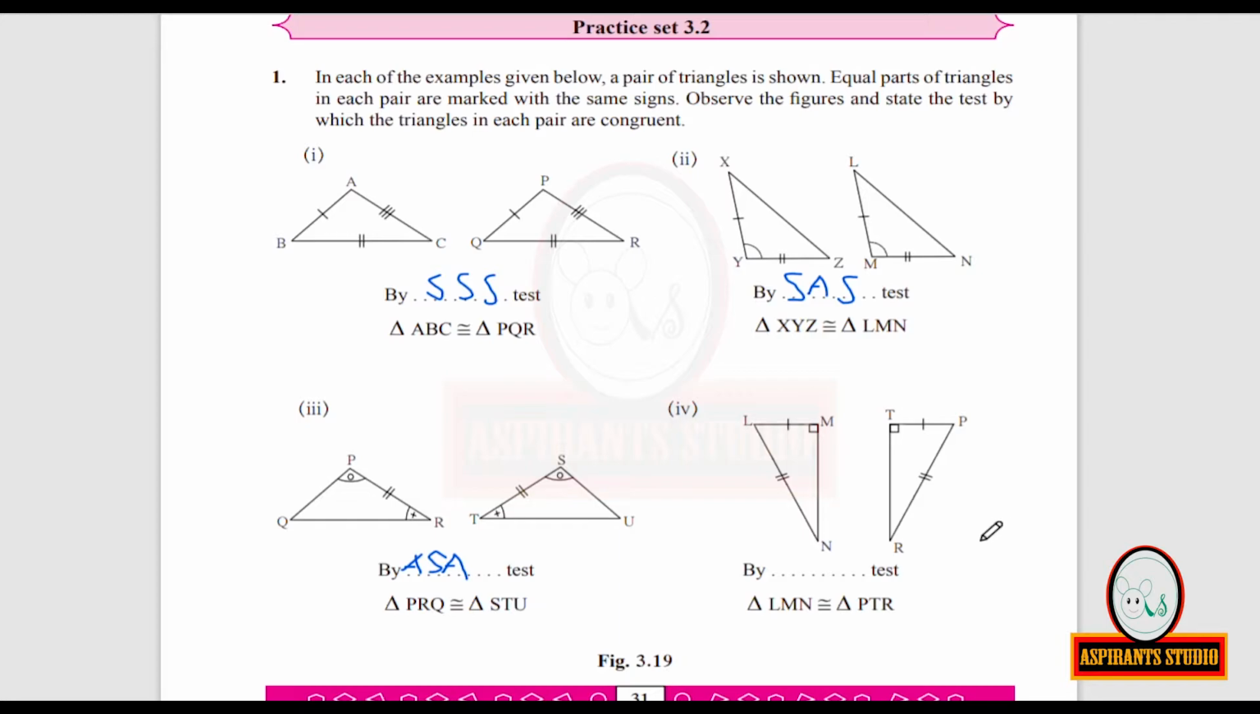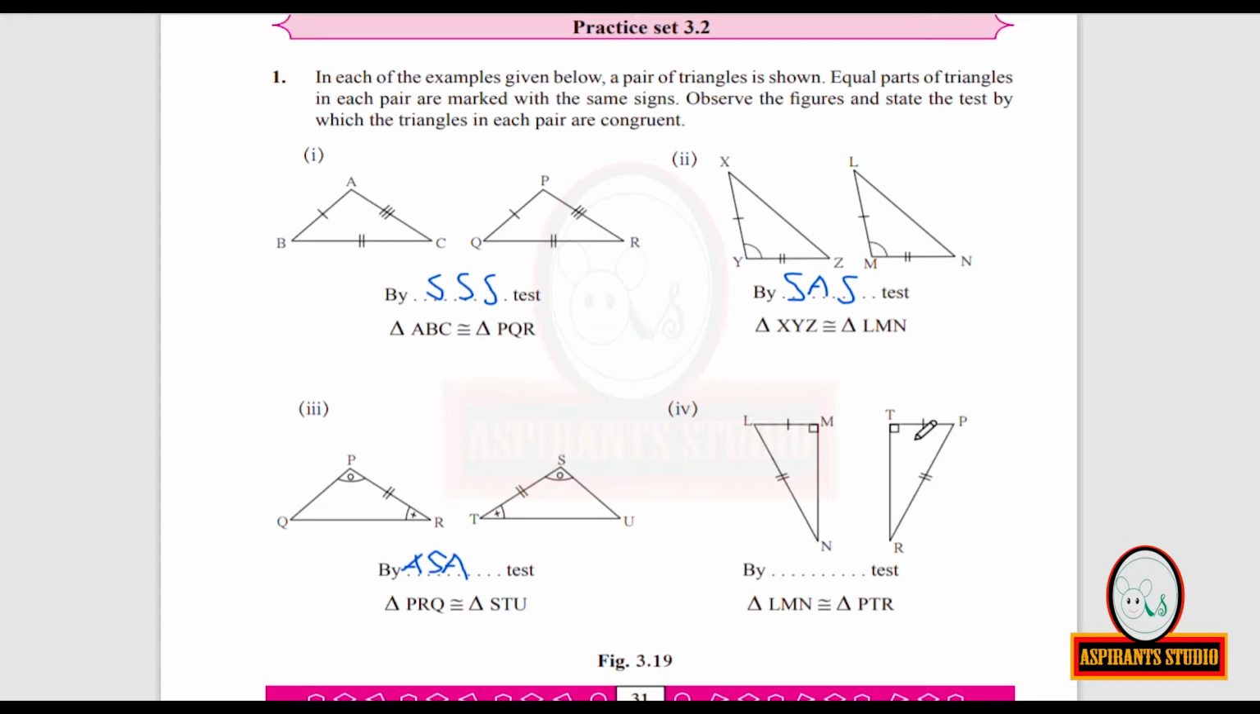Here, LN is the hypotenuse of the first triangle. If the hypotenuse and the side LM are congruent with the hypotenuse of the second triangle and one side, see, hypotenuse is PR and LN is congruent to PR. So the hypotenuse and a side of a right angle triangle are congruent with the hypotenuse and the corresponding side of the other right angle triangle.